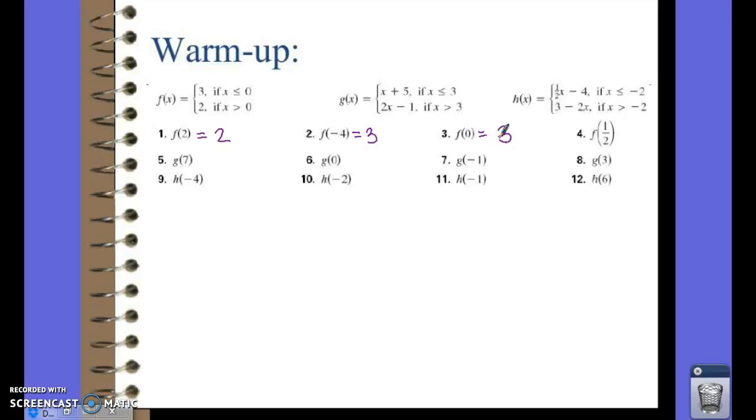One-half. Is 1/2 bigger than 0 or smaller than 0? Well, 1/2 is larger than 0, so x is bigger than 0 for the bottom equation. So again, if you put 1/2 in here, 1/2 is greater than 0. So f of 1/2 is 2.